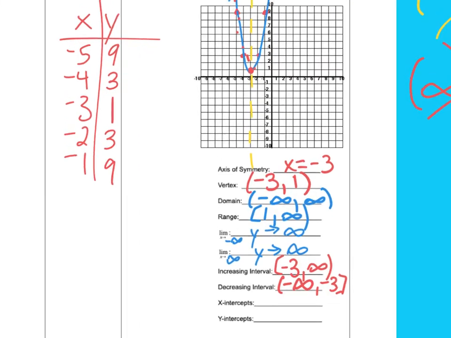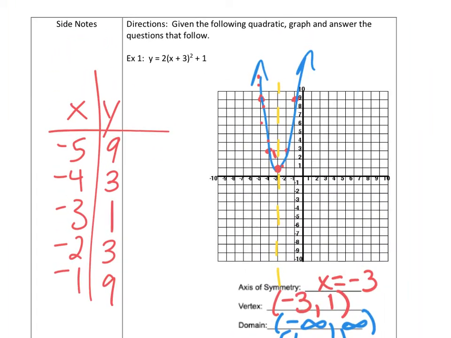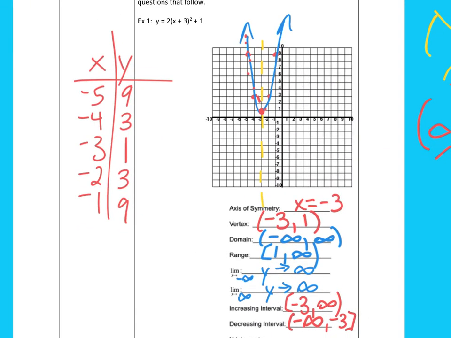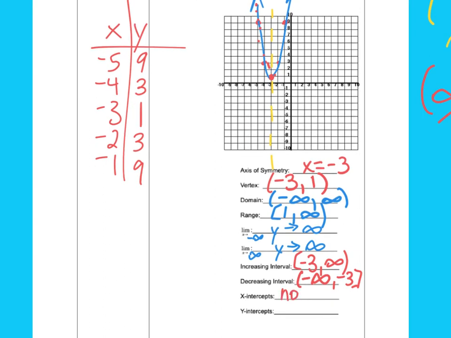Looking at this graph, let's just start with the x-intercept. That's what it asked for first. Is that ever going to cross my x-axis? No. If you tried to plug in 0 for y and solve, you're just going to get something imaginary or a domain error, because there's not going to be an x-intercept.